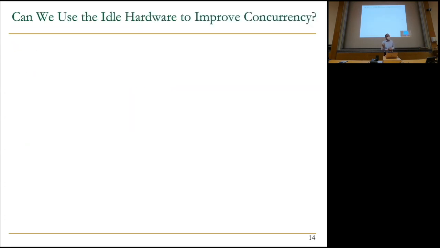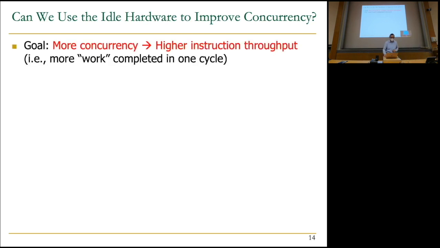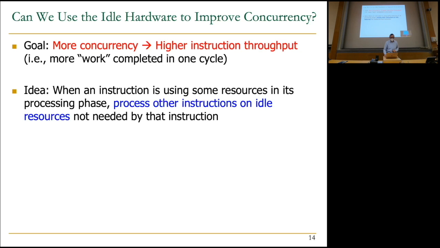So basically the key question we ask is, can we actually do better? We have all these idle hardware resources. Can we use them and maybe add some more hardware to improve the concurrency? Because we want to improve performance, right? That's the idea right now. Basically, that's the goal. More concurrency will lead to higher performance. In other words, higher instruction throughput, higher number of instructions you process in a given cycle, or more work completed per cycle, right? That way you can finish the programs faster also potentially. Okay, so the key idea is this basically. It's very simple, and that's the key idea of pipelining.